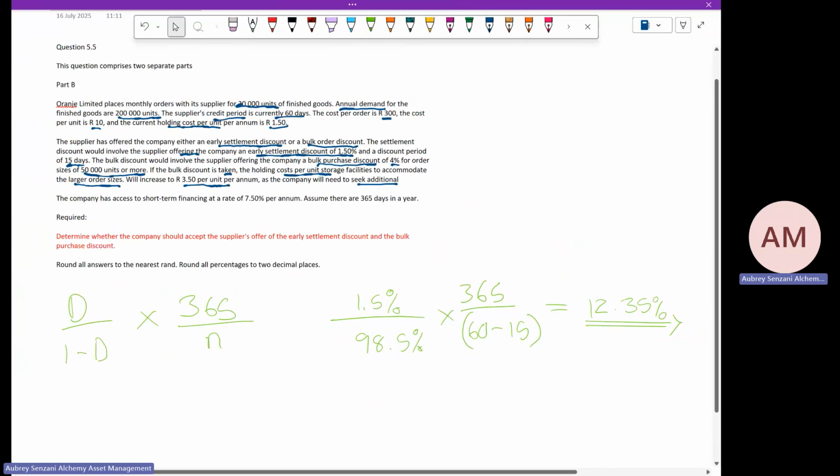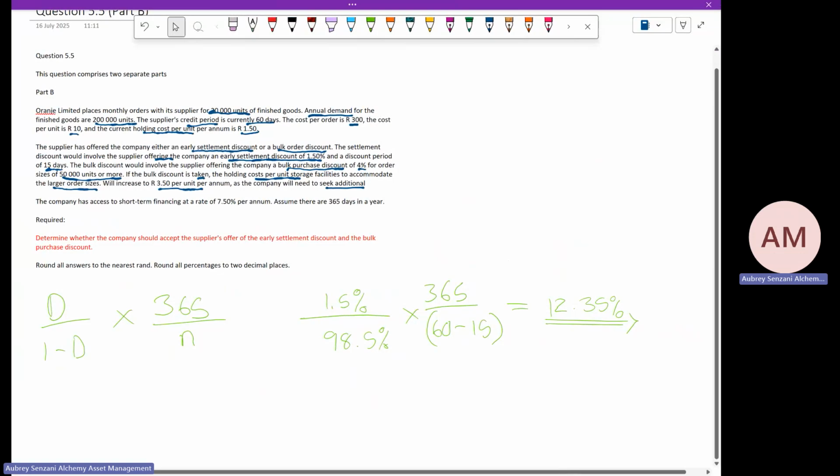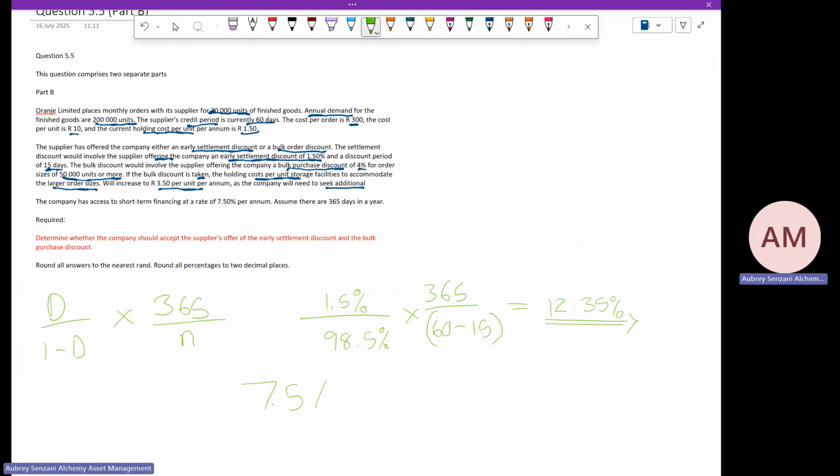So now the question arises, should we take the discount? Because we have funding of 7.5%, short-term financing. They tell us this just above the required: the company has access to short-term financing at a rate of 7.5% per annum. Assume there are 365 days in a year.